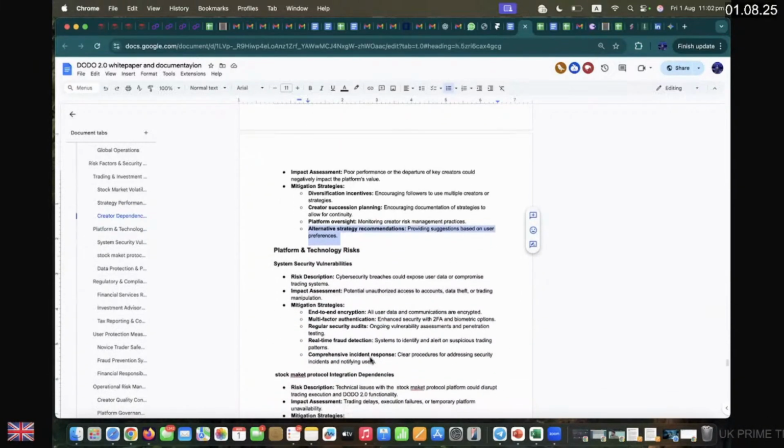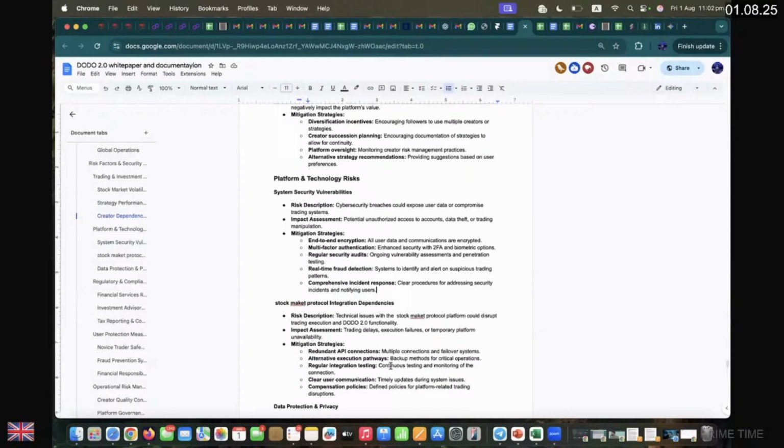Platform and technology risks, system security vulnerabilities. Cyber security breaches could expose user data to compromise trading system. Potential unauthorized access to accounts, data theft, or trading manipulation. What are our mitigation strategies? End-to-end encryption, multi-factor authentication, regular security audits, real-time fraud detection, comprehensive incident response.